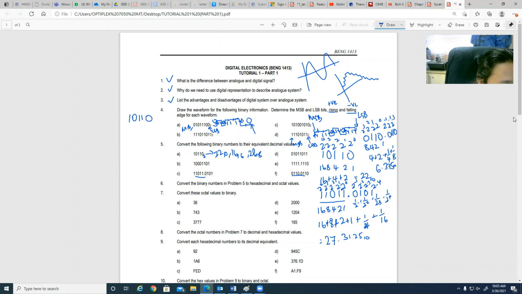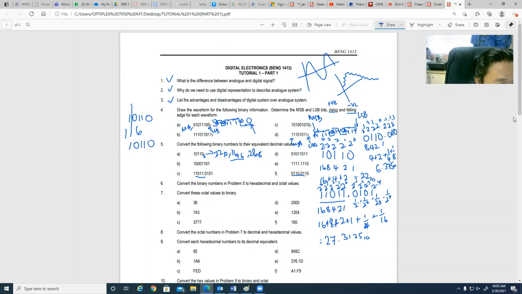Alright, so for hexa we have to divide by 4. Make sure to start from the least significant bit: 1, 2, 3, 4. So this one, cut 1. This one will be 1, and this one 4, plus 2 will be 6. That's why the answer will be 16. Okay, 1, 6. Alright, and then for another example here, 0, 1, 1, 0.